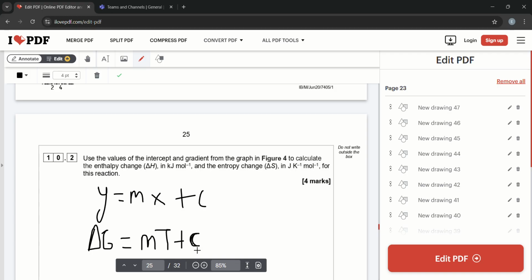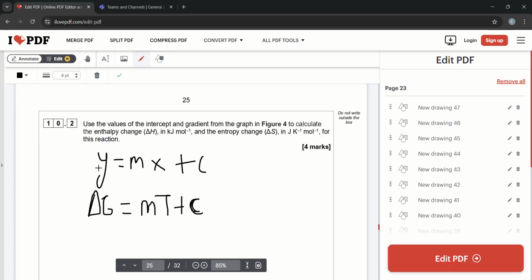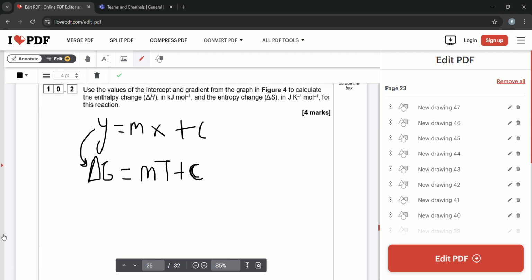And you can see how it took a bit of understanding, and now we've easily converted this y equals mx plus c into an equation where we can somehow build up and find the enthalpy change and entropy change. So we know that to find the y-intercept, the c value, that's when x is equal to 0. In this case, when t is equal to 0. So when t is equal to 0, what is delta G?